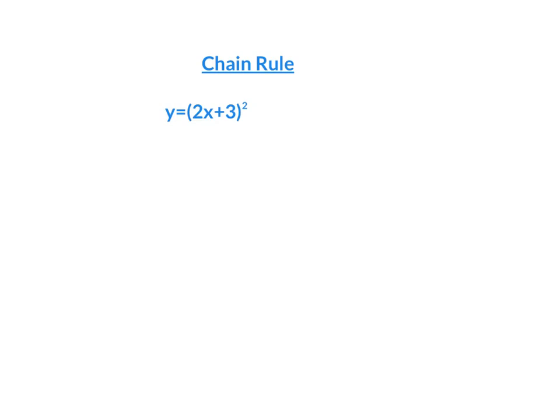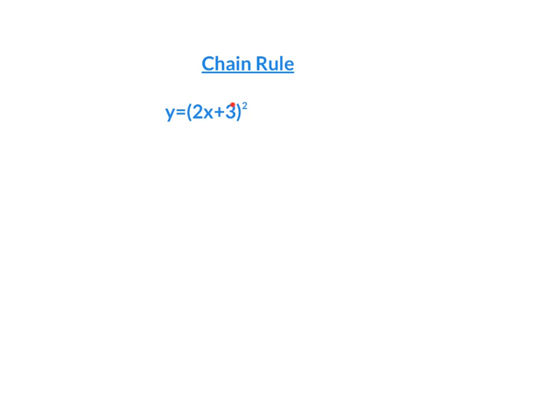Today we're looking at the chain rule. That's where we're differentiating a composite function. The example you see here, we're going to take the x, multiply by 2 and add 3, and that answer will then be squared. It's a composite function because more than one thing is happening.